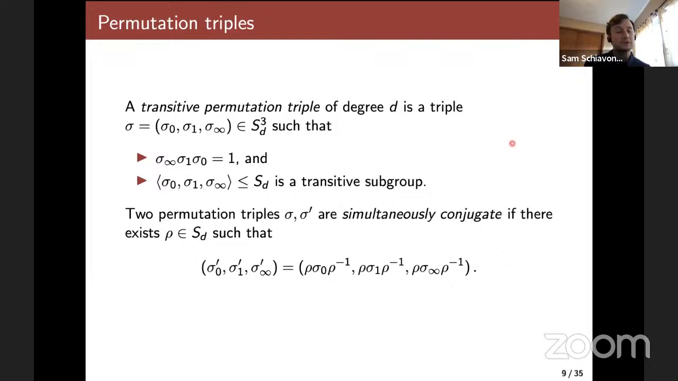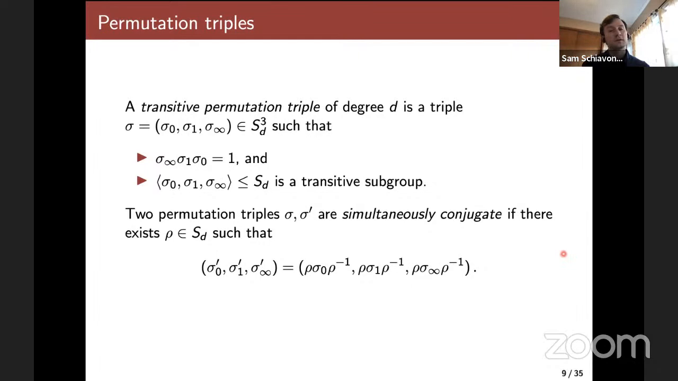Just as we have a notion of isomorphism of Belyi maps, we have a notion of equivalence for permutation triples. We say that permutation triples sigma and sigma prime are simultaneously conjugate if there exists another permutation rho in S_D that conjugates each one of the 3 permutations in sigma to the ones in sigma prime. That's why we call it simultaneous conjugation: you have to use the same rho to conjugate all three permutations.